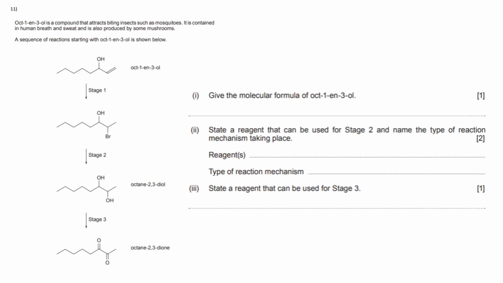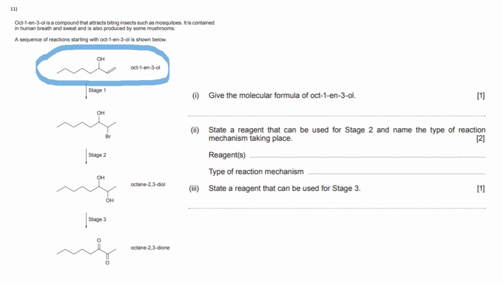Okay, so this question here is all about an organic synthesis. You are starting with this molecule here. This molecule here contains an alcohol group and an alkene. In the first stage, you're turning the alkene into a halogenoalkane. It's a reaction with HBr and it's electrophilic addition. And then you're substituting the bromine for an OH, that's nucleophilic substitution in stage 2, and then stage 3 you're oxidizing the alcohols to ketone groups.